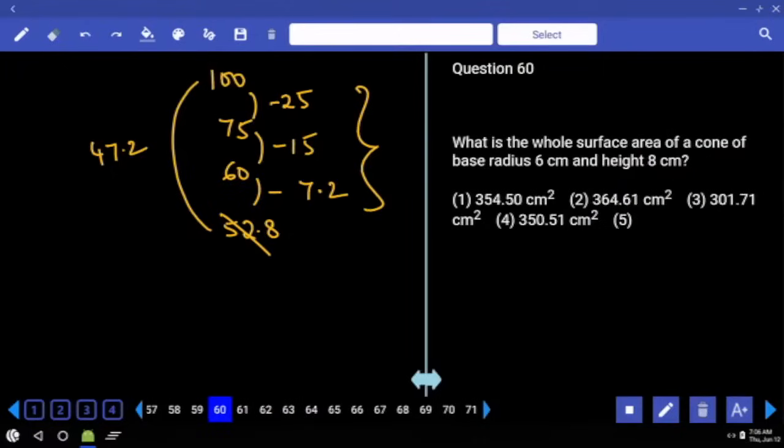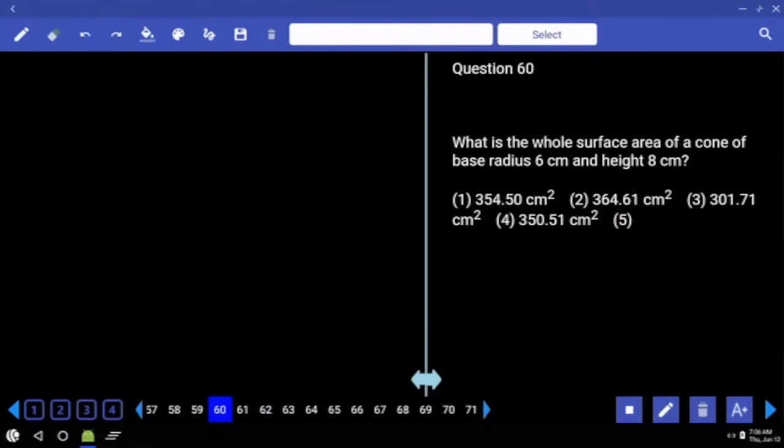What is the total surface area? Whole surface area of the cone of base radius 6 and height 8. There is a cone and we were asked to calculate the total surface area. Curved surface area is pi r l, with l the slant height. But we were asked to calculate the whole surface area, meaning total surface area. To that we have to add the bottom area also, right? The bottom shape is a circle, area pi r square, correct?